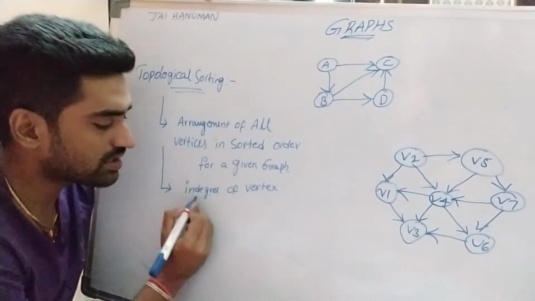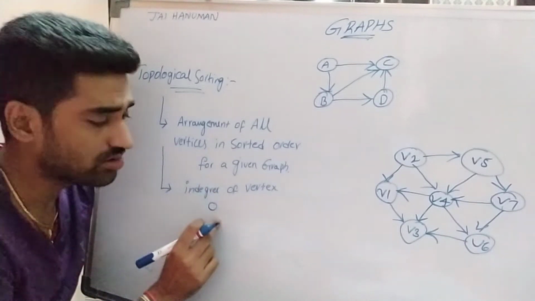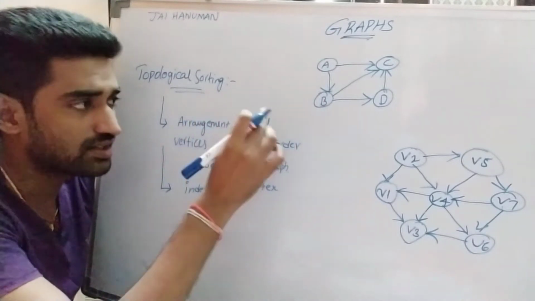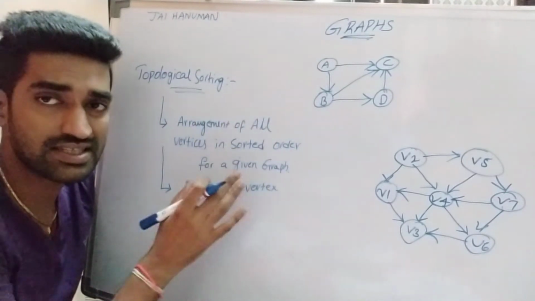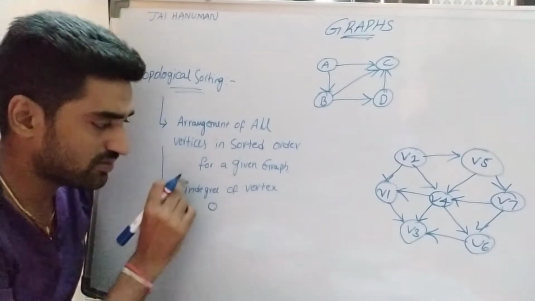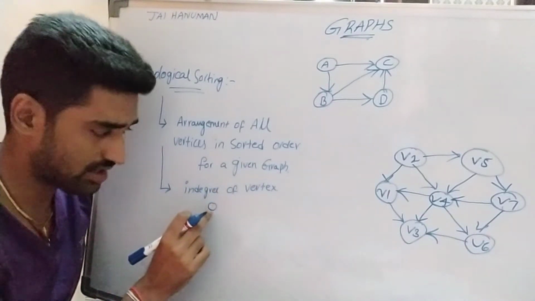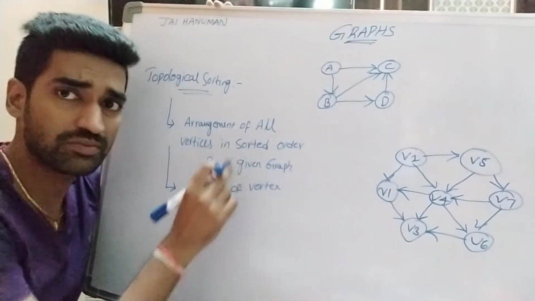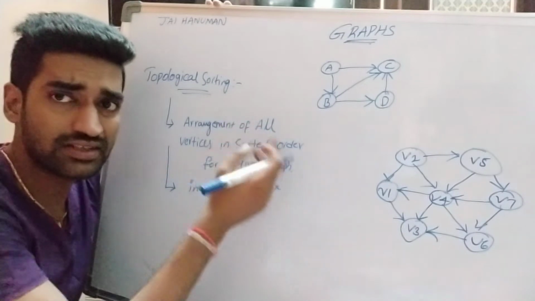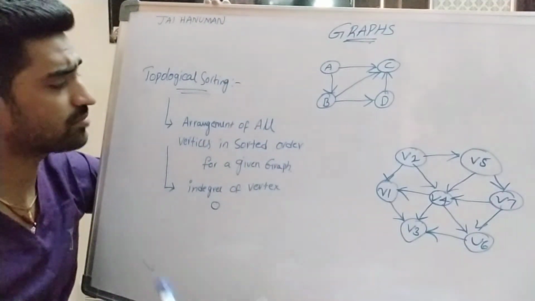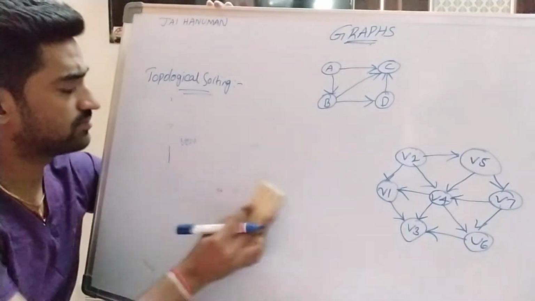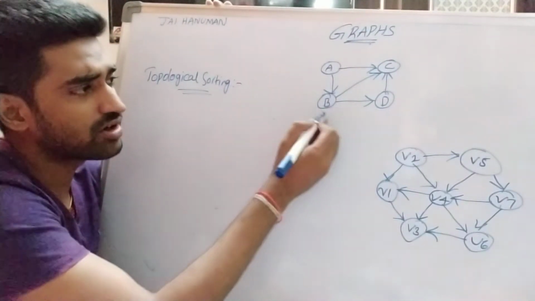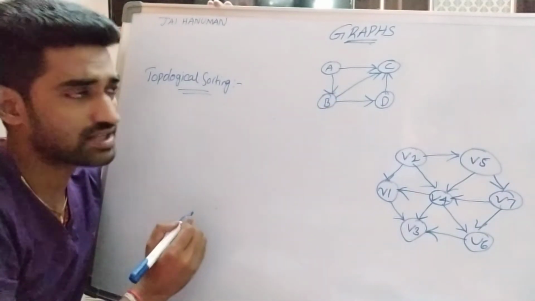So the vertex whose integrity is 0 is removed from the graph and then added to the output. That is the general process, right? If any vertex has integrity 0, that vertex is deleted from the graph and then added to the output. Here I am considering one graph. This is our graph, and for this graph I want to find the topological order.